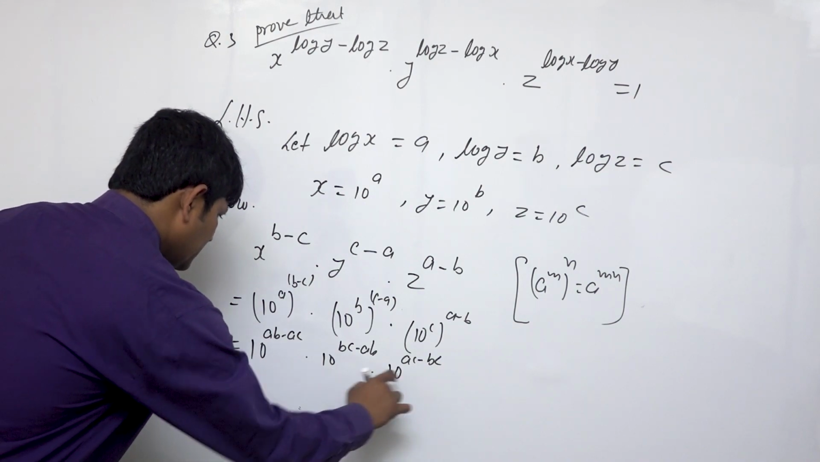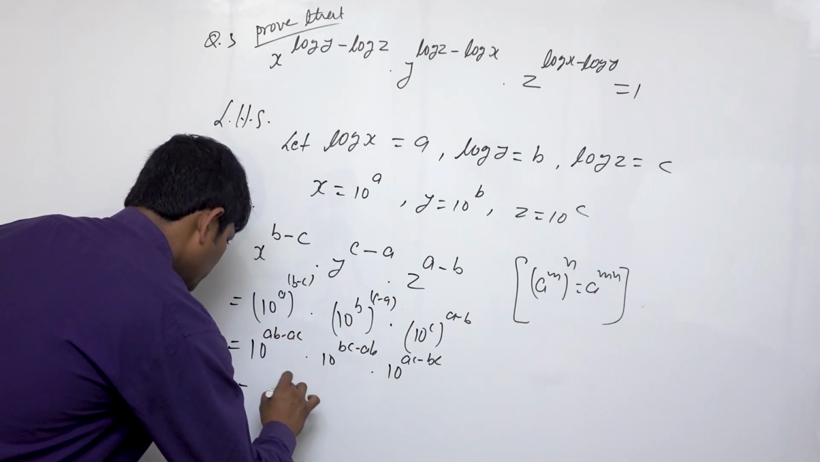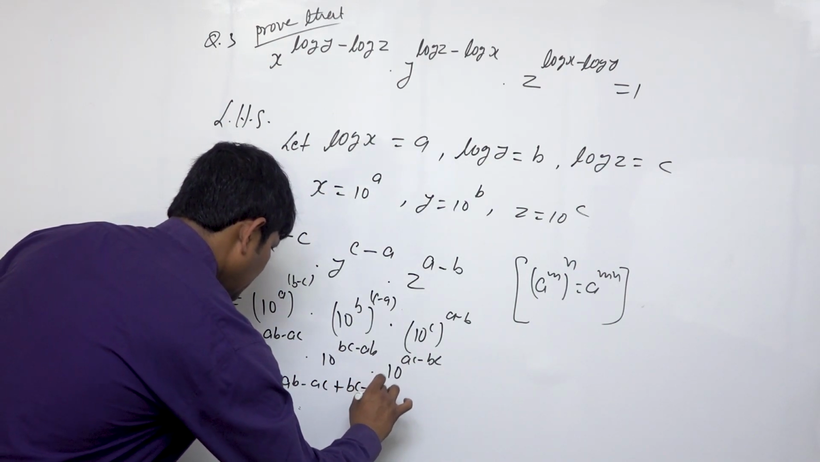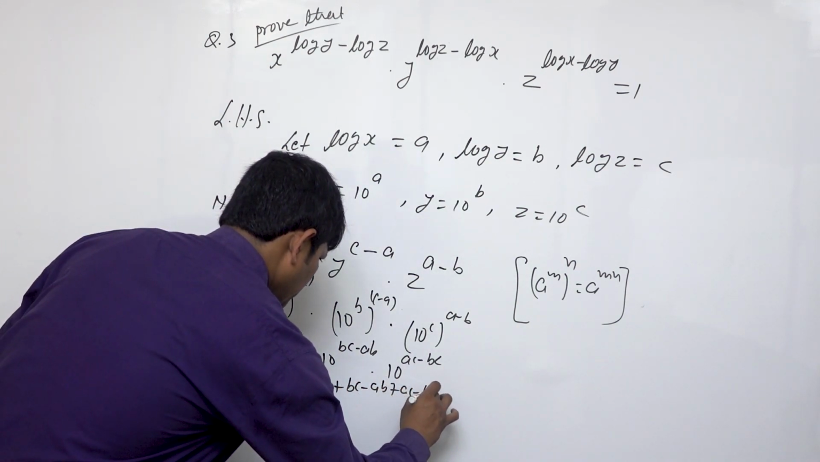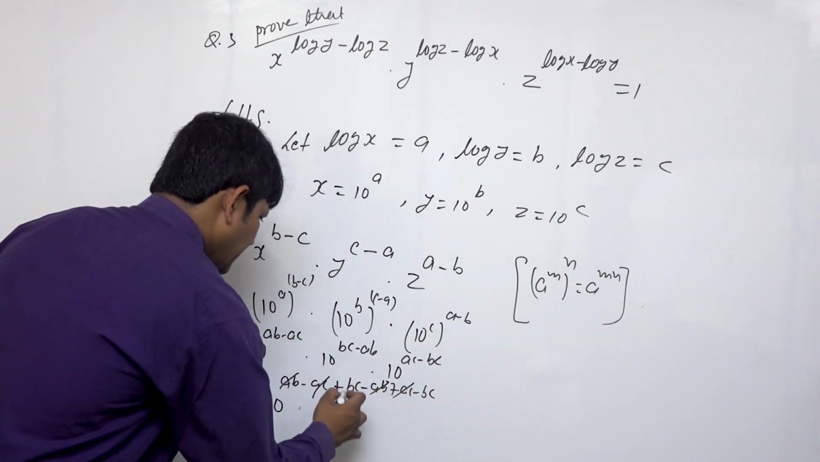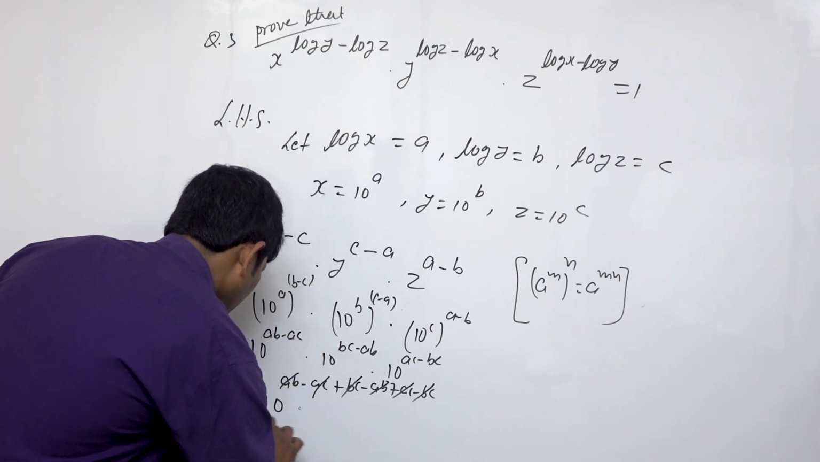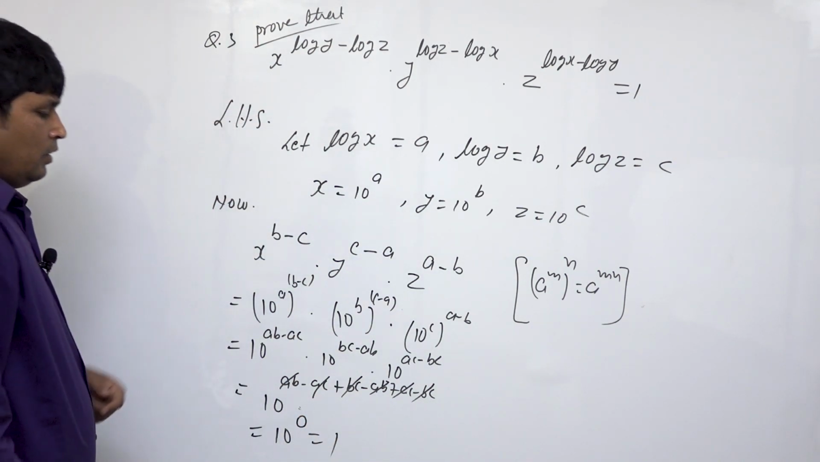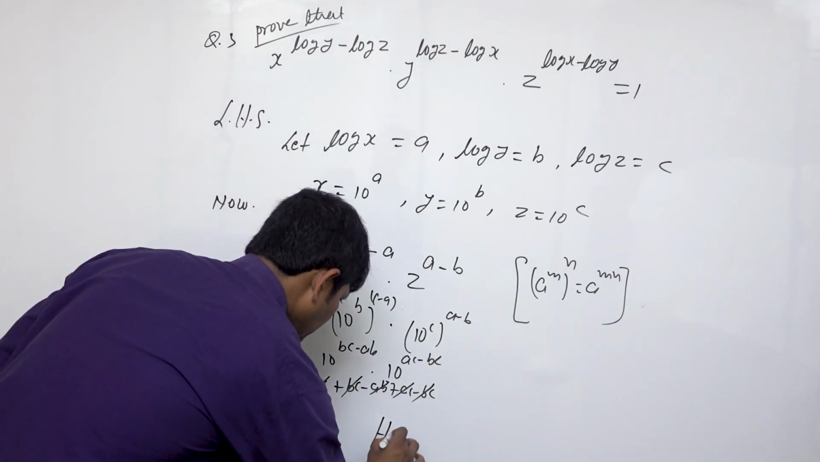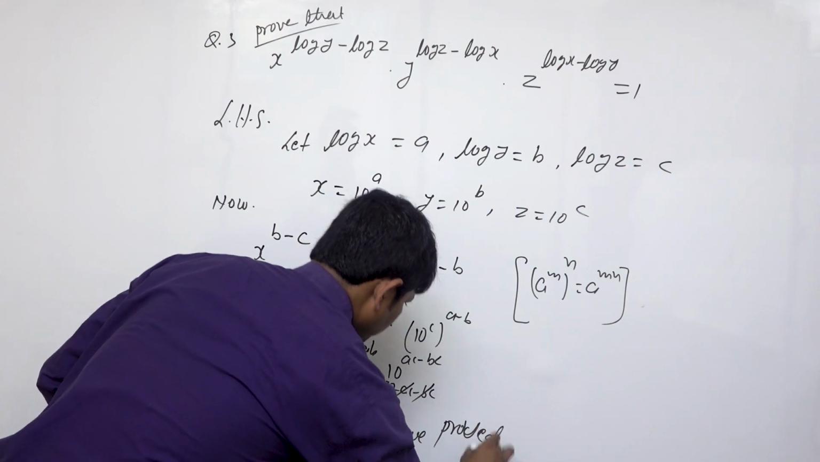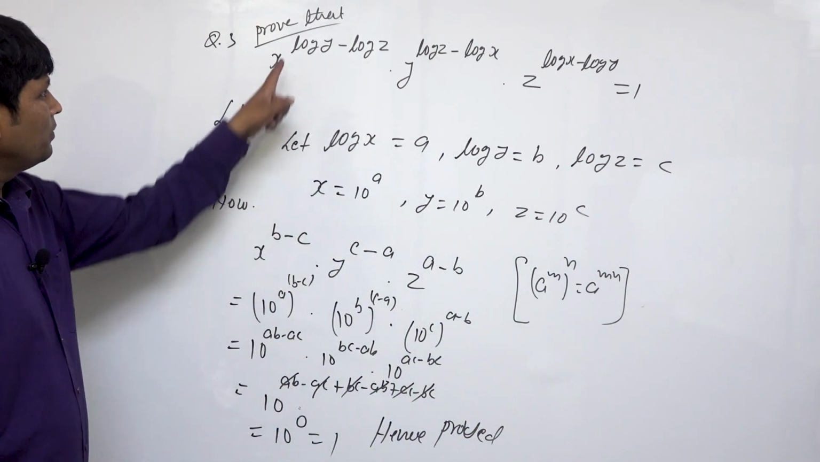Now same base, powers will be added. So ab minus ac plus bc minus ab plus ac minus bc. So ab cancels, ac cancels, bc and bc cancel. That becomes 10 to the power 0, which is equal to 1. So this way we proved that, hence proved. So this way we prove that one.